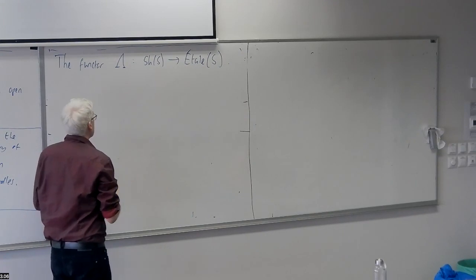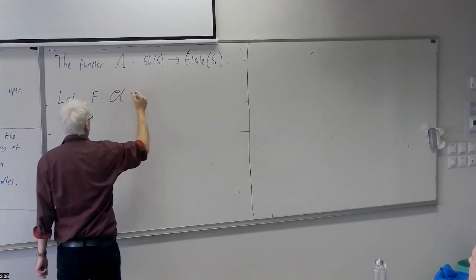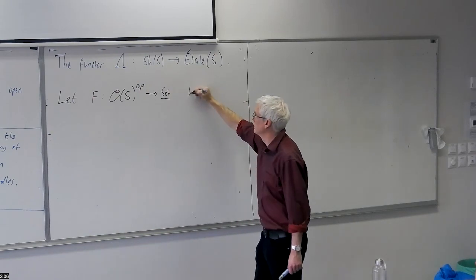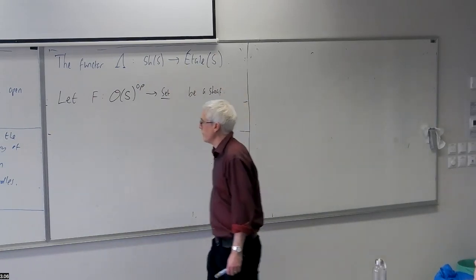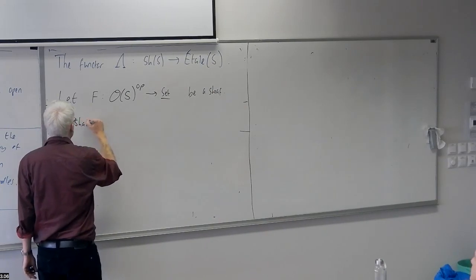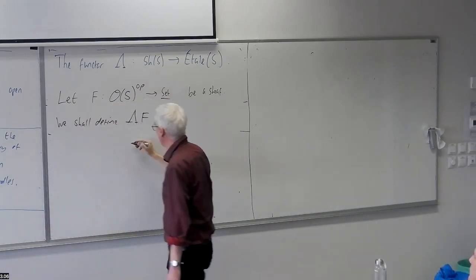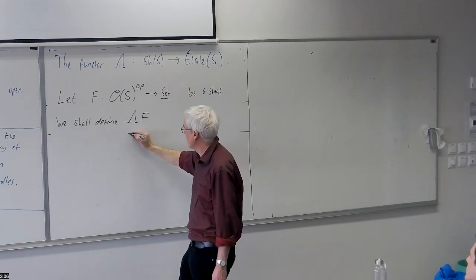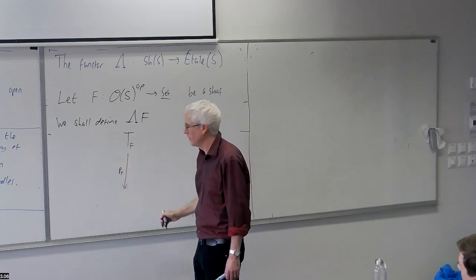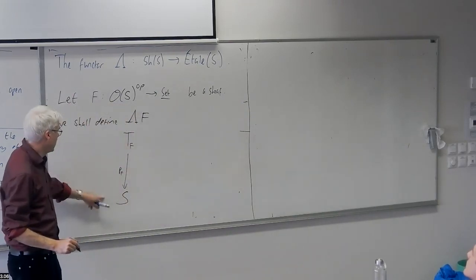Right, so let's start with a sheaf. Let's call it F. So let F be a sheaf, and I need to define lambda F, which is going to be an étale map into S. So it's going to be of the form, I'll write it T sub F for the total space, P sub F for the étale function, and of course that goes into S. It needs to be a bundle over S.